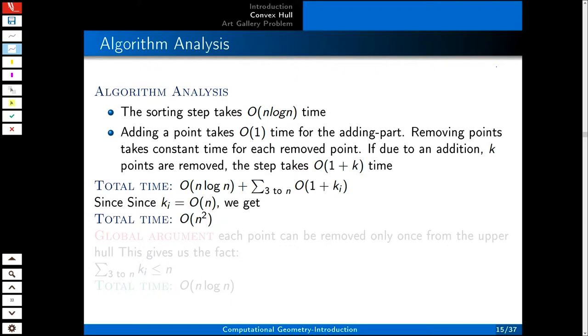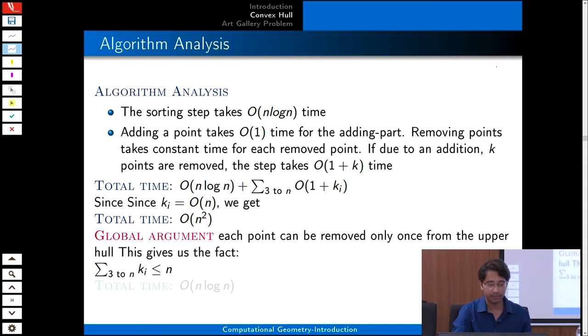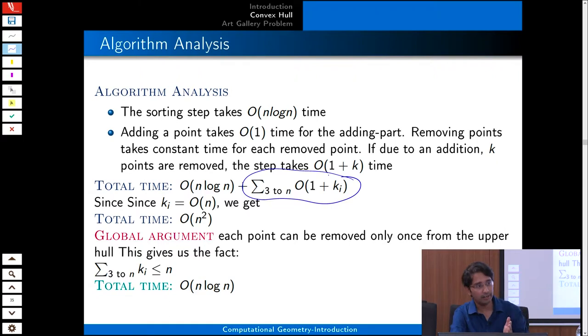So the sum of the deletions is how much? It is bounded by order n. Sum of the deletions means the number of points that are being deleted, and each point can contribute to that number at most once. So total n points, right? So the total number of deletions is bounded by order n. So the summation of ki is order n. So if I put that in the previous equation, what do we get? This term becomes order n. So n log n plus order n is n log n. Is it okay? Questions?